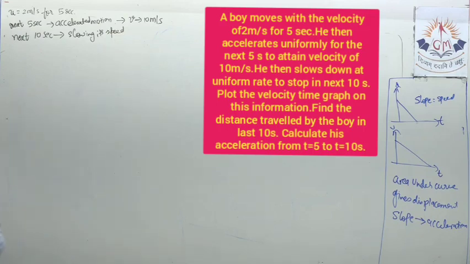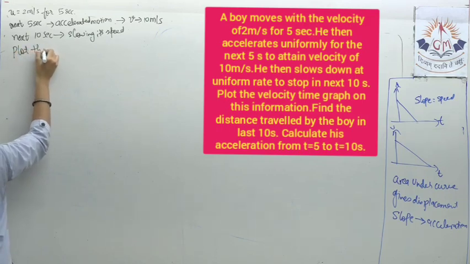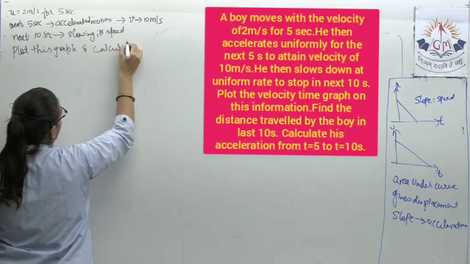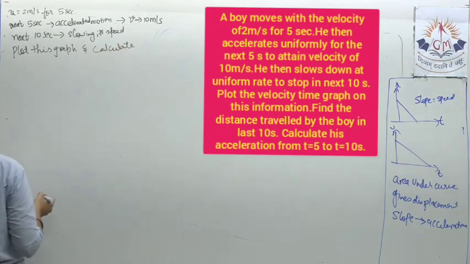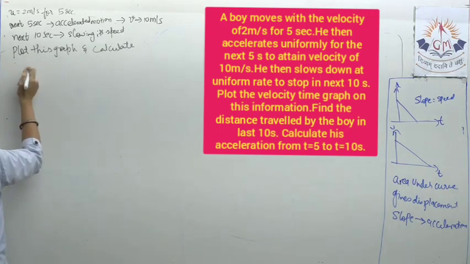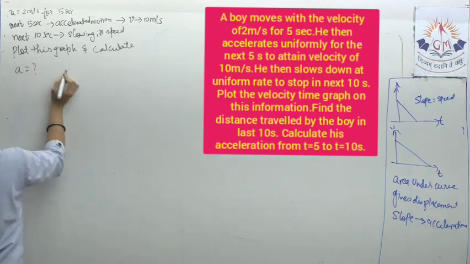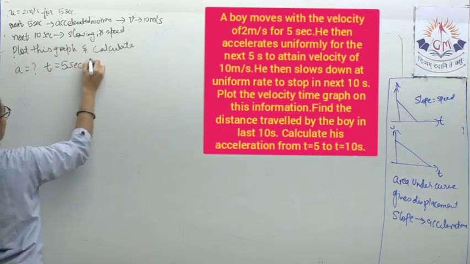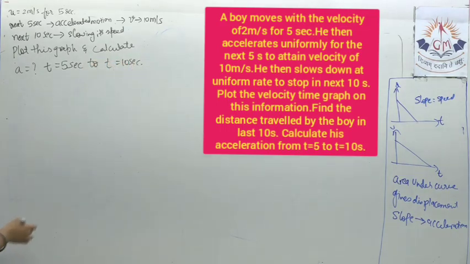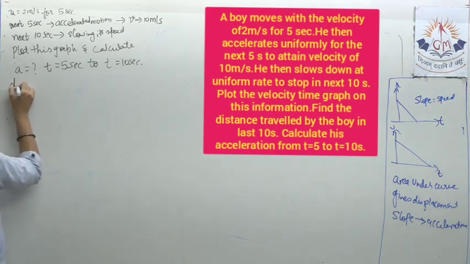This is what is given. They have said to plot this graph and calculate. What is asked for calculating? The acceleration from time t equal to 5 seconds to t equal to 10 seconds. The next thing that is asked is to calculate the distance that is travelled in the last 10 seconds.